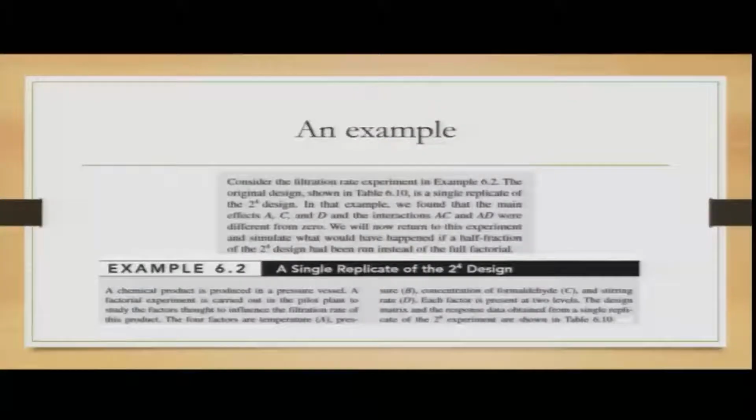So, let us consider an example. Considering the same filtration rate example, the original design is a single replicate of a 2 to the power 4 design. In that example, we found out that the main effects A, C, D and the interactions AC and AD were different from 0, hence they were significant. We will now return to this experiment and simulate what would have happened if a 1/2 fractional design of 2 to the power 4 was run instead of the full factorial model.